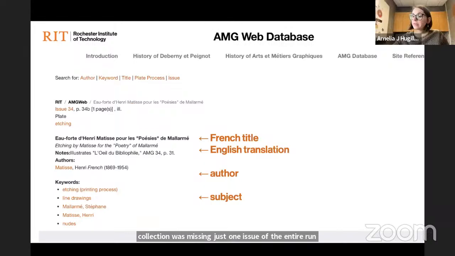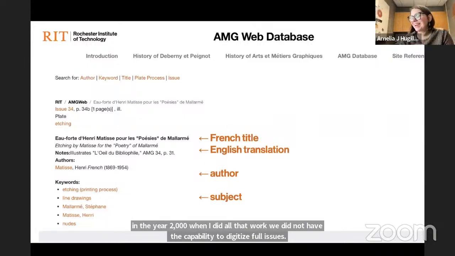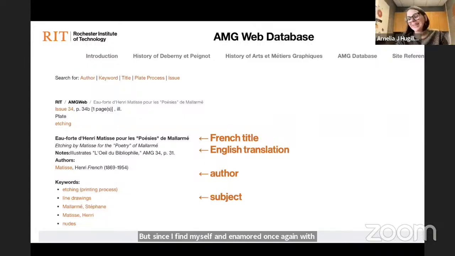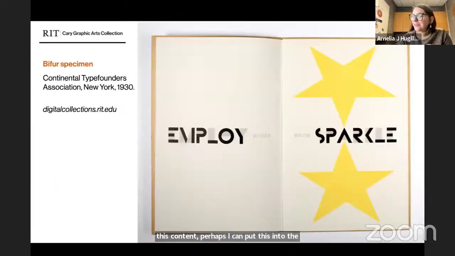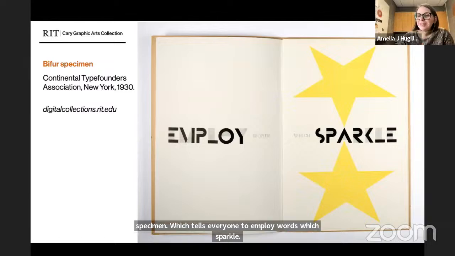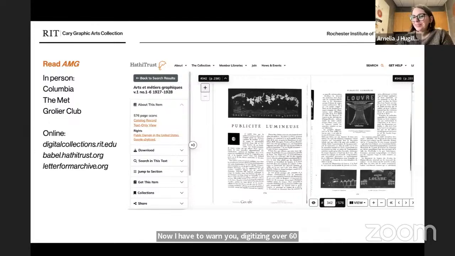I did this to increase the accessibility of the magazine to those who could not read French. Now, back in the year 2000, when I did all that work, we did not have the capability to digitize full issues. But since I find myself enamored once again with this content, perhaps I can put this into the photography queue now at RIT and make full issues of Métiers Graphiques accessible on RIT's digital repository of digitalcollections.rit.edu, like this amazing Bifer specimen, which tells everyone to employ words which sparkle. Now, I have to warn you, digitizing over 60 magazines takes some time, so keep watching our website.